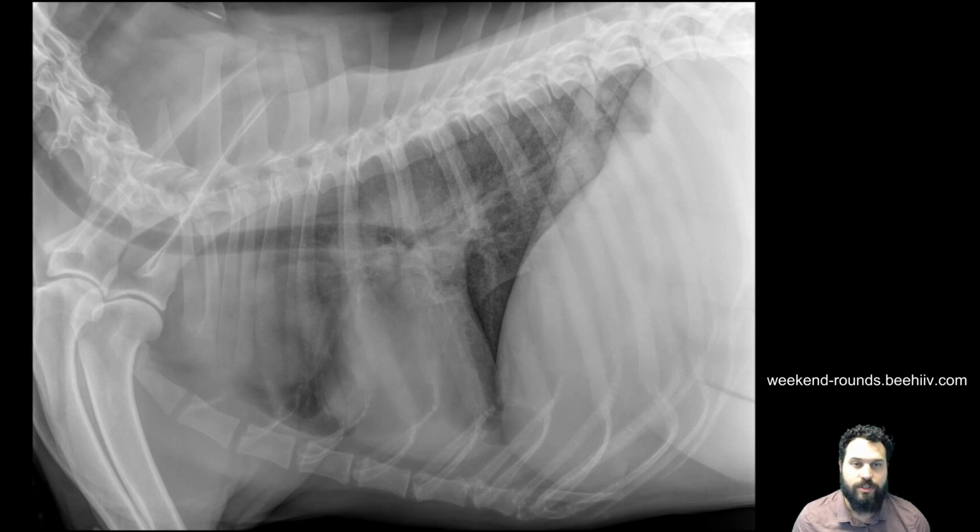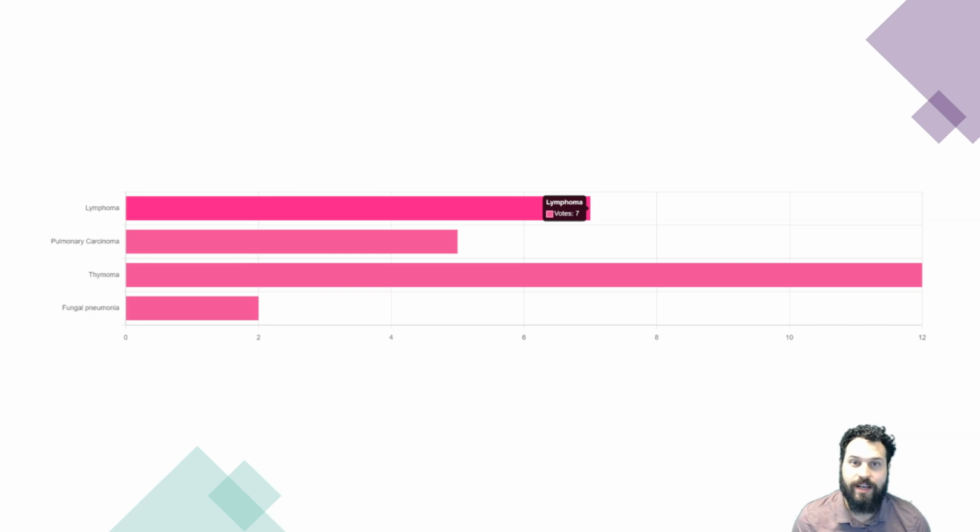So these are the images, and the question that we wanted to know is what folks thought was the most likely thing going on in this patient. And this week we actually had a really divided answer. 7 people said lymphoma, a few people said pulmonary carcinoma, a few people thymoma, and others fungal pneumonia. And in this case, the correct answer is lymphoma.